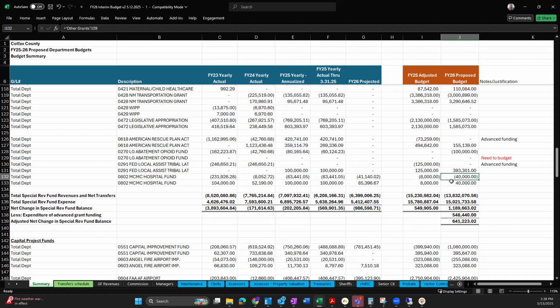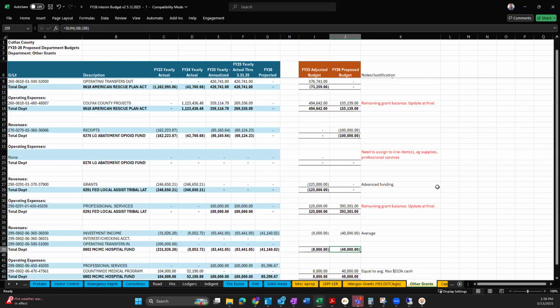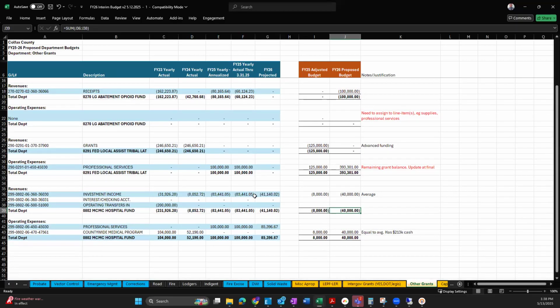And the MCMC hospital fund is getting more money from investment income that is being budgeted and spent. I did just increase it to 40,000 to tie to our estimated investment income. So I made that available for expenditure.